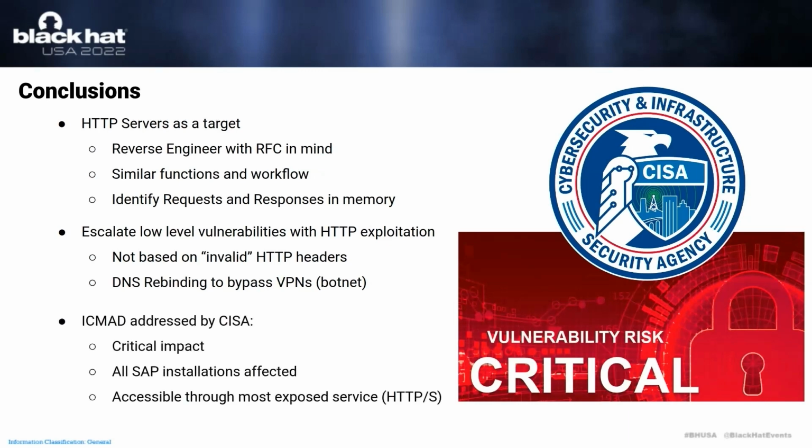And finally, we can see that ICM, which was the code name for these vulnerabilities, was really important. They were considered to be really critical. They were addressed by the Cybersecurity and Infrastructure Security Agency of the US. SAP stated that these were probably the worst vulnerabilities in years, because they affected all SAP installations, and they were accessible through a really exposed service that was actually exposed on the internet in a lot of different companies.